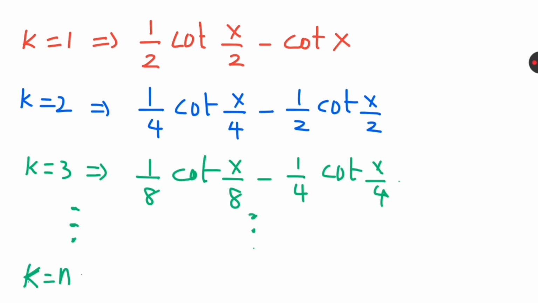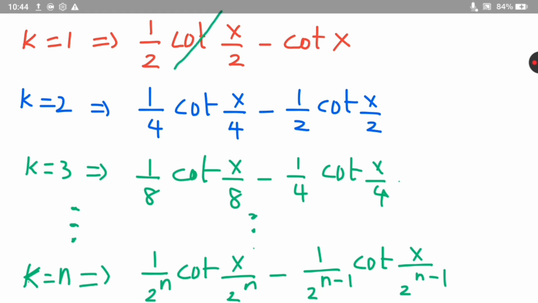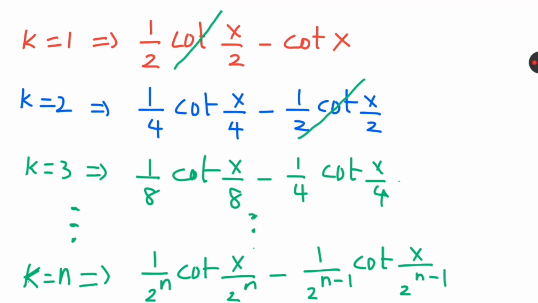And so on, if you take k as n, then we are going to be left with 1 over 2 raised to the power of n cot x over 2 raised to the power of n, minus 1 over 2 raised to the power of n minus 1 cot x over 2 raised to the power of n minus 1. Now observe that all the intermediate terms cancel. 1 over 2 cot x over 2 has a plus value, and here we have a minus value. These two get cancelled. And again 1 over 4 cot x over 4 plus, and here the minus term gets cancelled. Like that all the intermediate terms get cancelled.